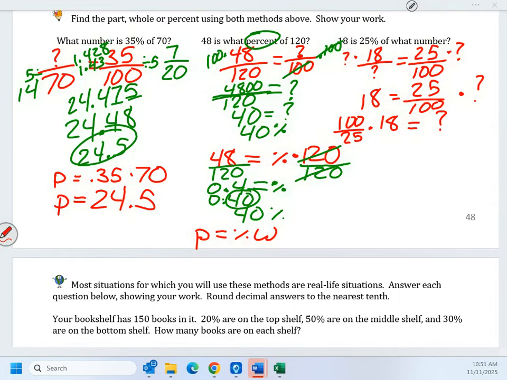So 100 over 25, I can say is 4. 4 times 18 is what? 72. So let's see how that looks using our equation. 18 equals 25% times W.